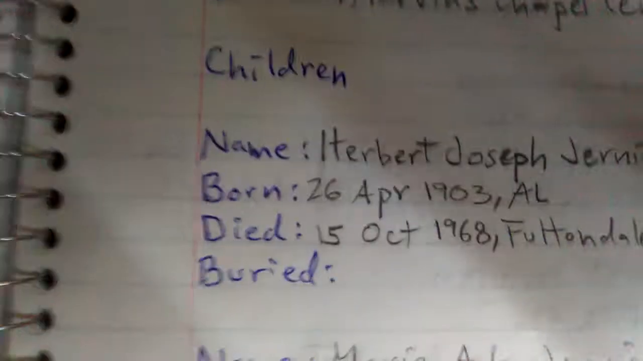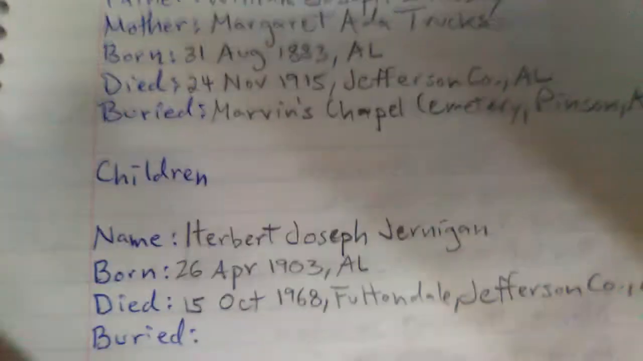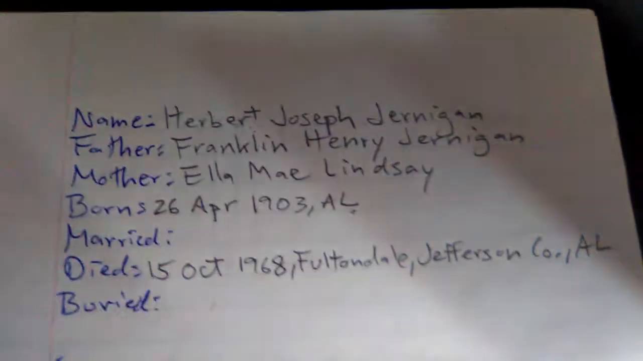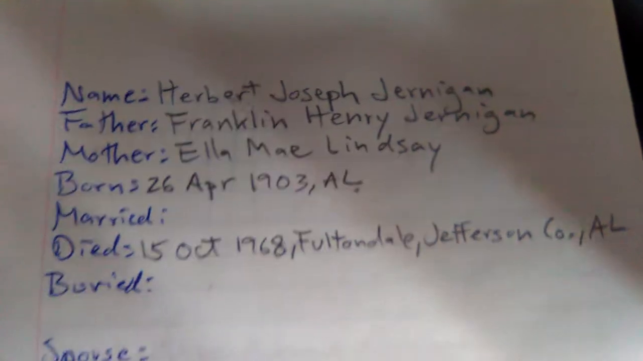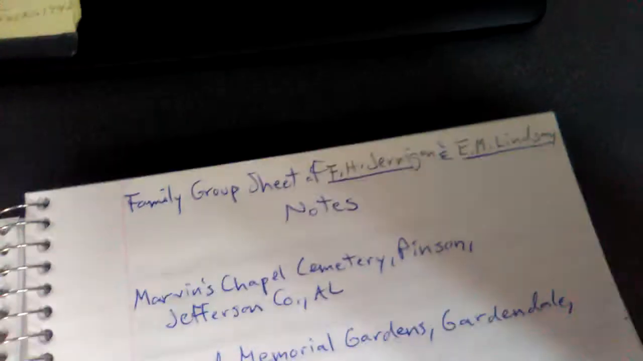Or you could go the other way. Instead of going back a generation, you could go forward a generation. Here you've got Herbert Joseph Jernigan, the son of Franklin Henry Jernigan and Ella Mae Lindsay. And you could create a family group sheet with him at the top. So that's what I've done here. I started a family group sheet on Herbert Joseph Jernigan. All I got to do is find a spouse and find any children for them, and you'd have a family group sheet started for them as well.